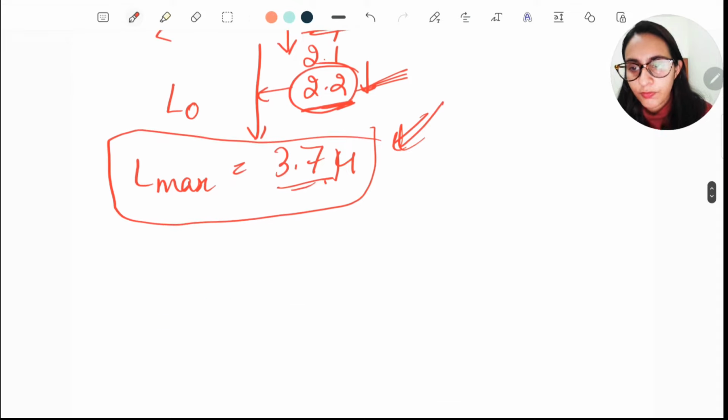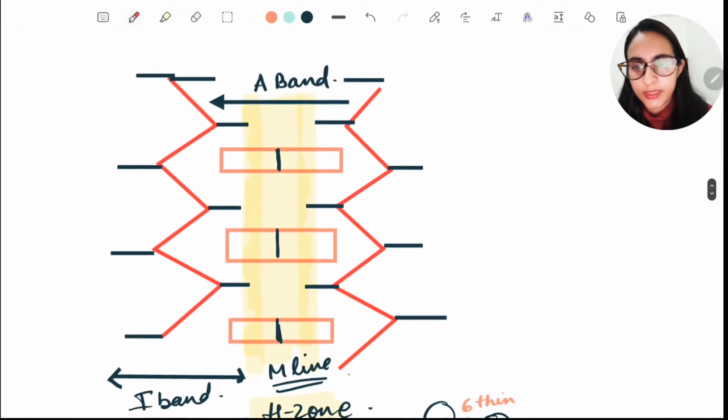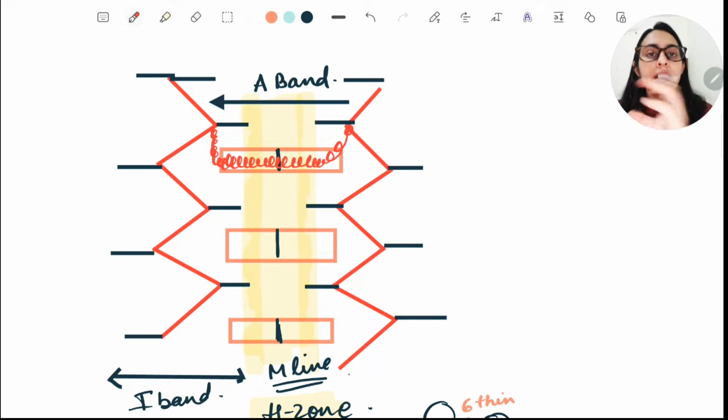Now, we have 2 proteins that are present in the sarcomere. We have the titin protein, which comes from a Z line, is present between the thick filament and goes to the other Z line. So it is anchoring the thick filament to the Z line. This is the reason that the thick filament is suspended in its position.